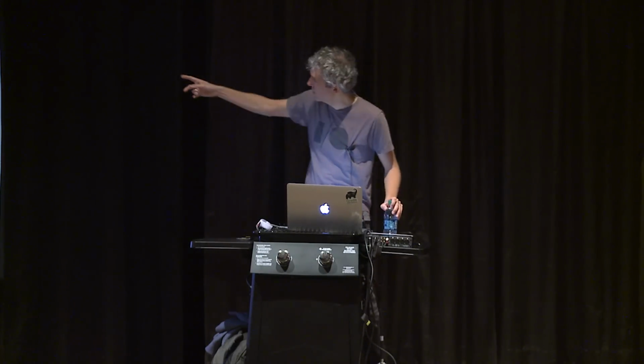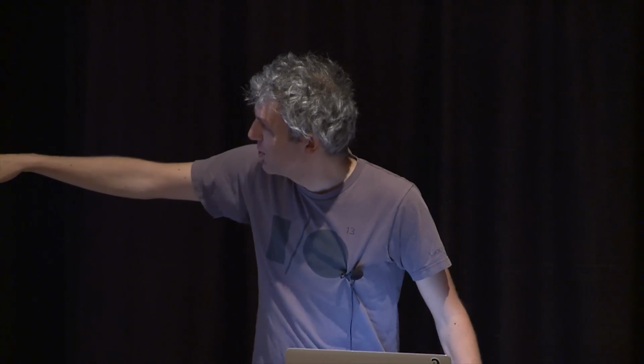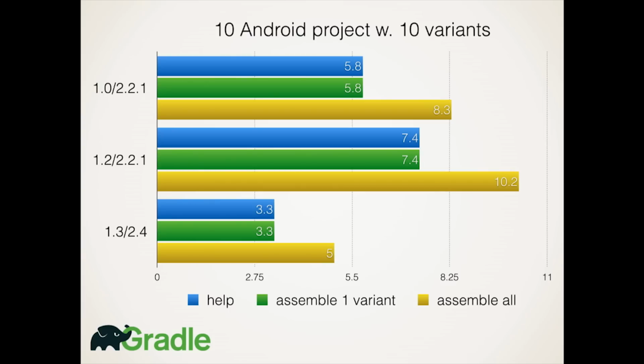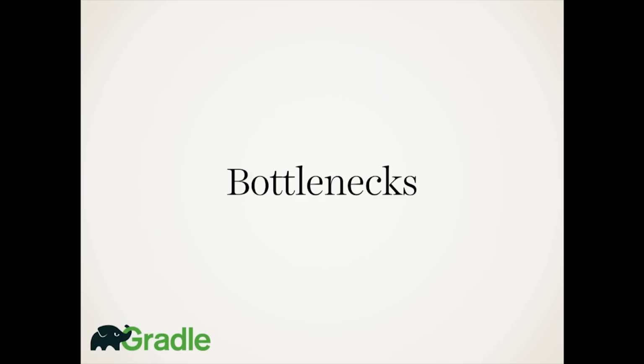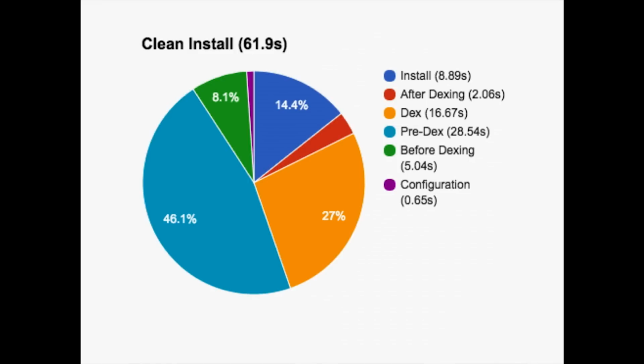So let's look at some numbers, how things have improved. Let's ignore 1.2 to 1. You see the big improvements we had for, let's say, a pretty big Android build, 10 sub-projects, 10 variants per sub-project. We got the build time down significantly. This is now pretty extreme: one Android project with 400 variants. If you're not on Gradle 2.4, that is the minimum you should be at, because that had dramatic performance improvements.